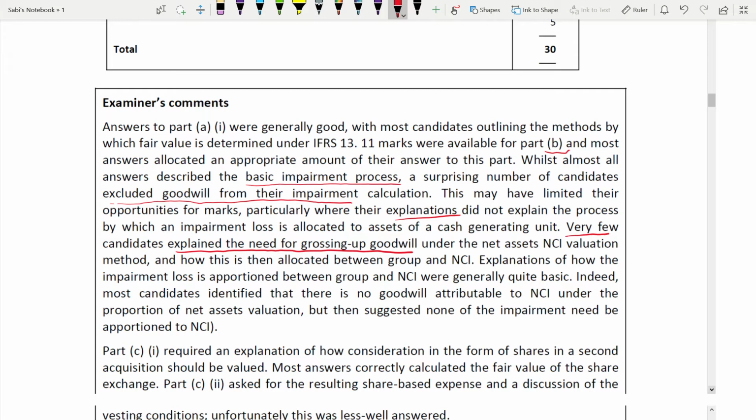Candidates ignored it. Very few explained. Under the net assets NCI valuation method, this means under the second method, the proportionate method, at least you have to explain this. Then how is this allocated between the group and the NCI? That also was ignored. Explanations of how the impairment losses are proportioned between the group and the NCI were generally quite basic. What does it mean? Quite basic means you're not relating it to the case study. You are basically saying, okay, this is the percentage of parent, this is the percentage of NCI. That's it.